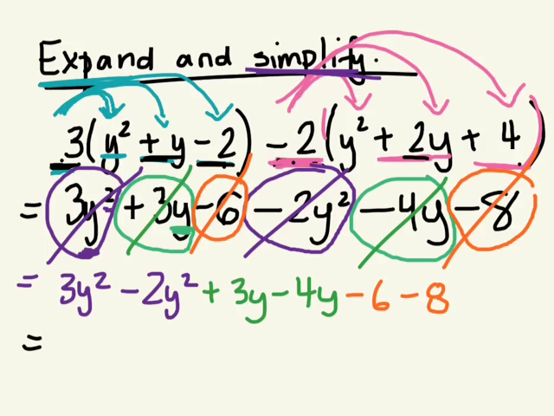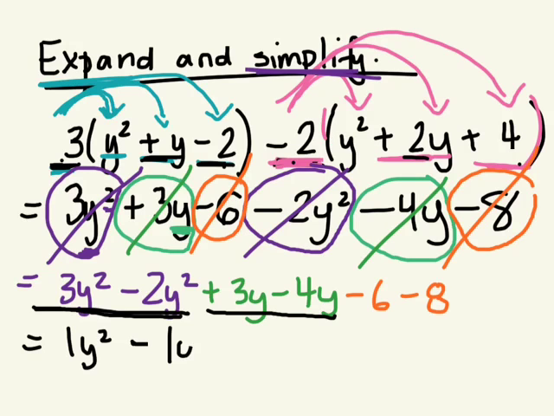So now we're going to simplify it. 3y squared take away 2y squared is 1y squared. 3y take away 4y. So 3 take away 4 is negative 1y. So then we have negative 6 take away 8 is negative 14. And that's our final answer.